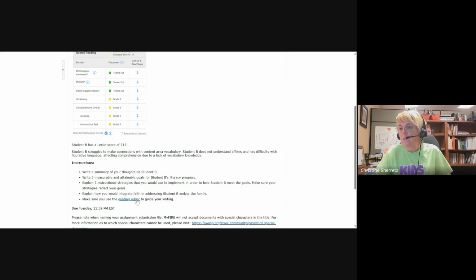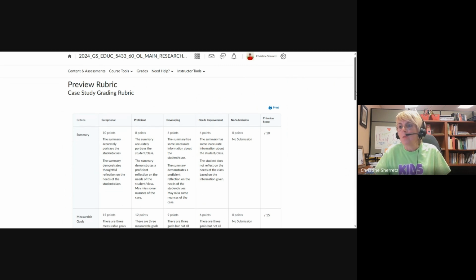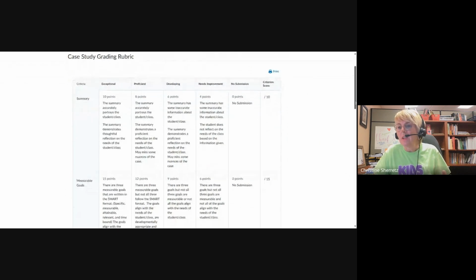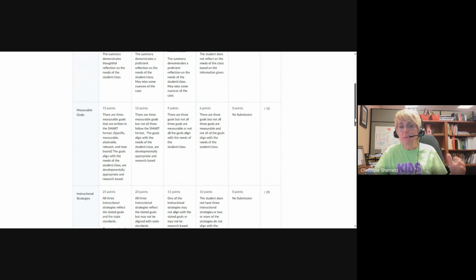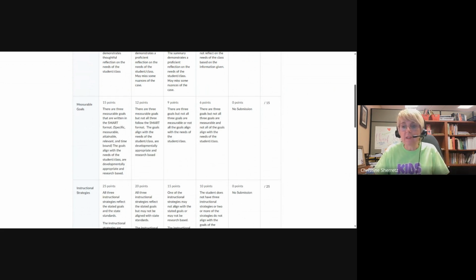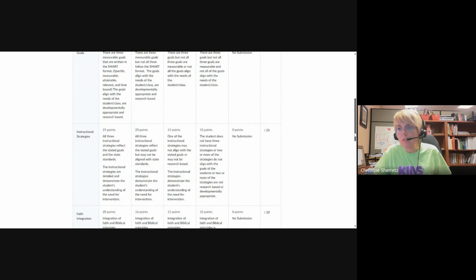And so don't forget to go to your rubric to make sure you know how it's going to be graded. We are going to be graded on, is the summary accurate? Does it portray the student in a non-judgmental, but just the facts kind of way? Do you have 3 measurable SMART goals? So again, we're looking for measurable goals. They need to be developmentally appropriate and aligned with the needs of the student. Are your instructional strategies aligned with the goals that you have? Are they detailed? Do they demonstrate students' understanding of the intervention?